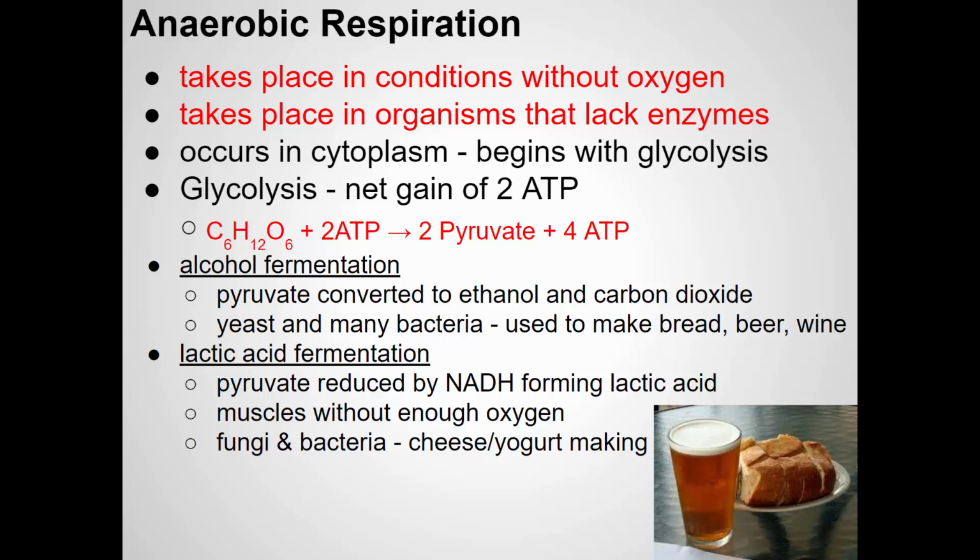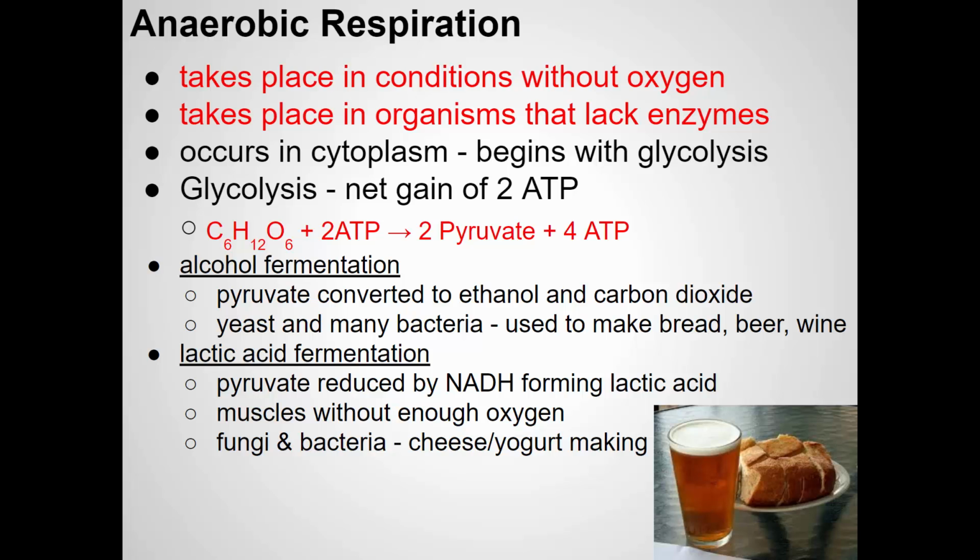Now, what happens to that pyruvate varies with different organisms. In some organisms, the pyruvate gets converted into ethanol, which is alcohol, and carbon dioxide. We rely on this principle to make beer, wine, and bread. Those products are produced because yeast, some bacteria, consume the glucose. Starches in the bread are broken down. They use that energy, and the end product is carbon dioxide, which causes the bread dough to rise.